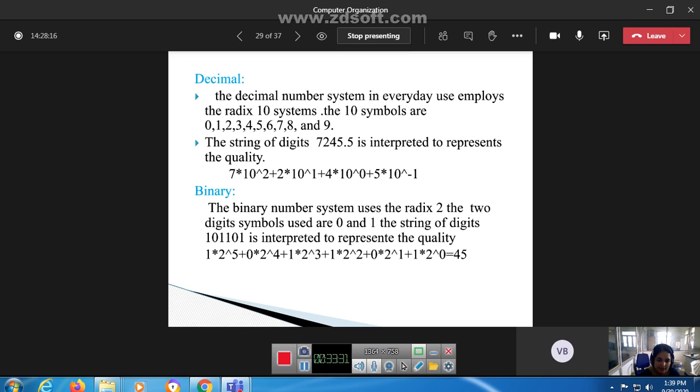Okay, 2 power 0, 1 into 2 power 0 plus 0 into 2 power 1 plus 1 into 2 power 2 plus 1 into 2 power 3 plus 0 into 2 power 4 plus 1 into 2 power 5. This is the representation of the binary.